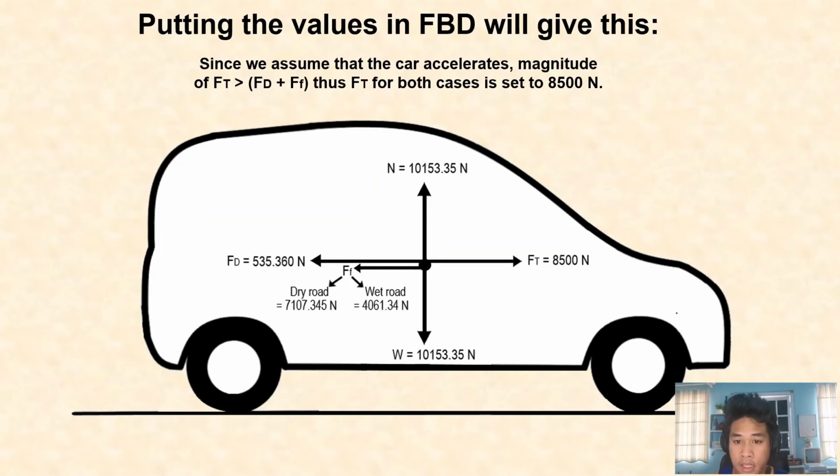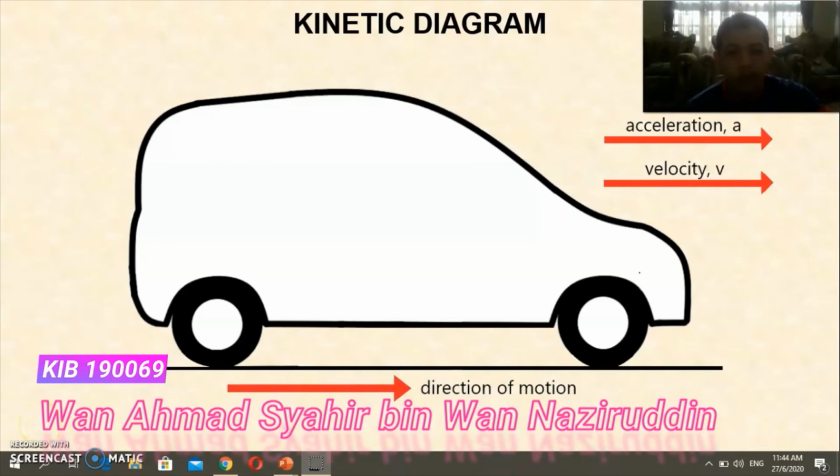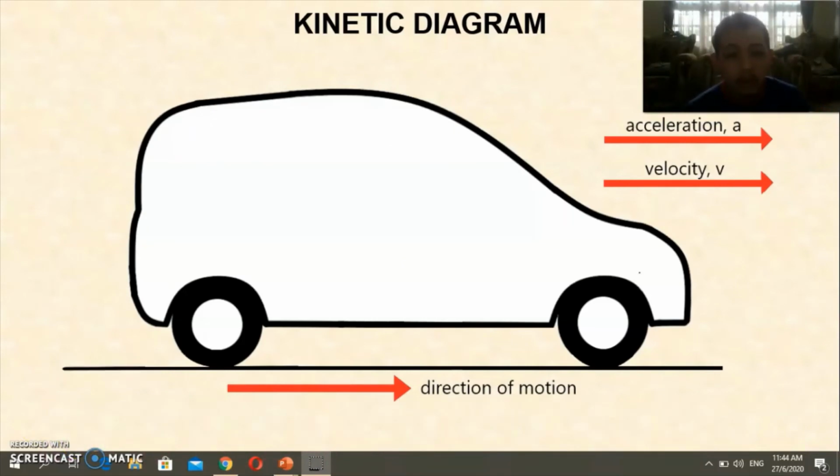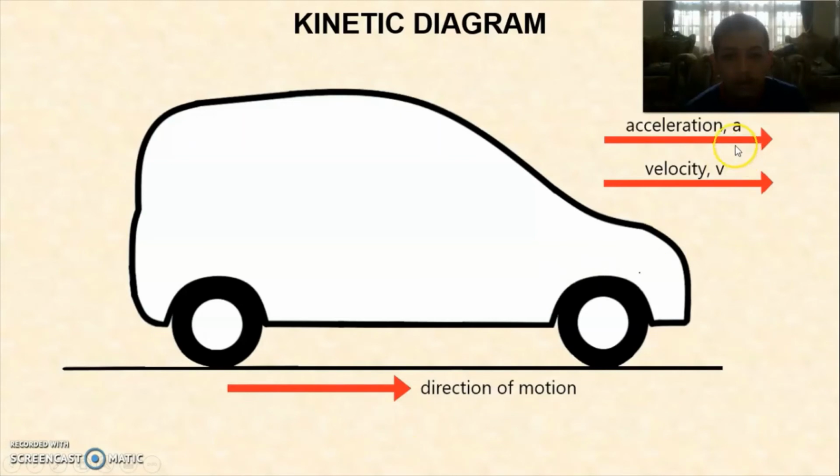force. For my part, I will be presenting calculations based on the kinetic diagram of a moving car on a dry and wet road. There are two parameters that we can extract from a kinetic diagram, which are acceleration and velocity, through calculation.